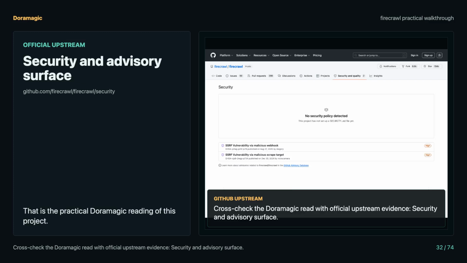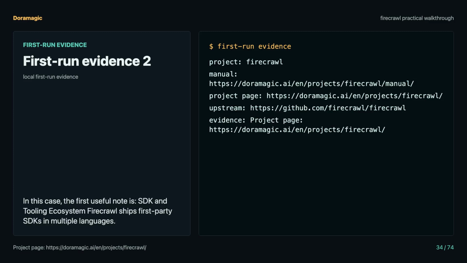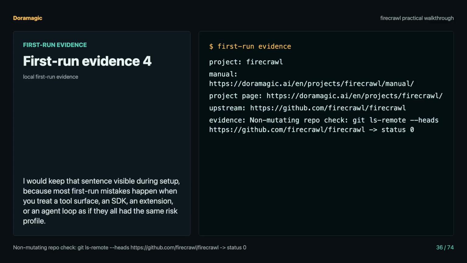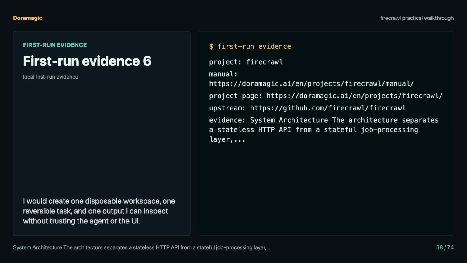Here is the concrete first-run checklist I would use for Firecrawl. Step 1. Open the Doramagic manual and the upstream repository side by side. Step 2. Identify the smallest entry point, not the most impressive one. Step 3. Run one task where failure is cheap. Step 4. Save the log or output. Step 5. Decide whether the next run deserves more permissions.